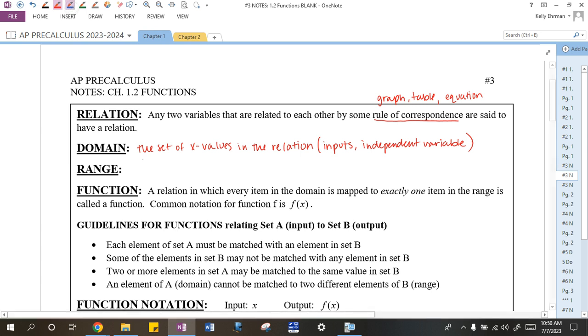And then the range, we're used to thinking, is the set of y values in the relation. But again, because it's not always x and y, like we saw in previous homeworks, it could be t and s or t and d, something like that. They will often just refer to the range as the outputs, sometimes the dependent variable.